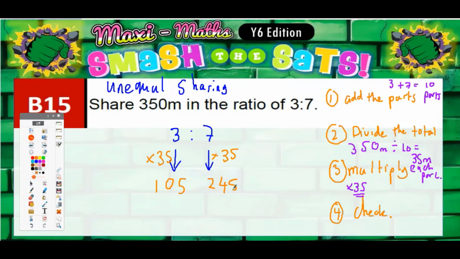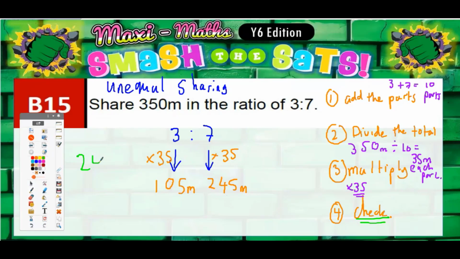You could check both of those with a column method if you were struggling. Obviously, they've both got meters on the end. And then the only thing to be done is to check. You've actually answered the question, but you can know yourself if this is right by checking to see if your two answers at the end add up to what you started with.